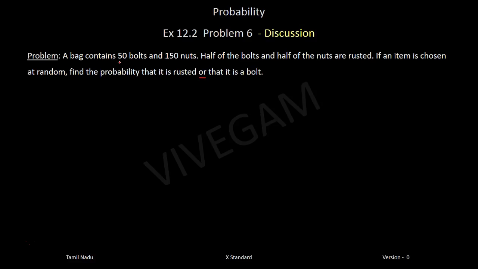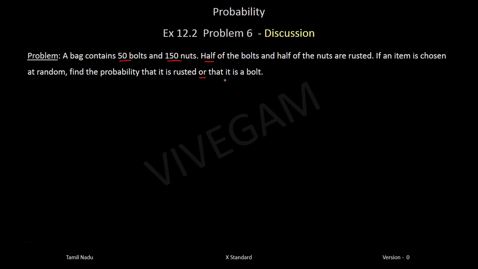Now what does it say? It has 50 bolts, 150 nuts, and half of the bolts and nuts are rusted. That is 25 bolts and 75 nuts are rusted. So how many rusted items are there? 25 plus 75, 100 rusted items. Total number of items is 200. So probability of selecting a rusted item is 100 divided by 200. Then probability of selecting a bolt is 50 divided by 200.